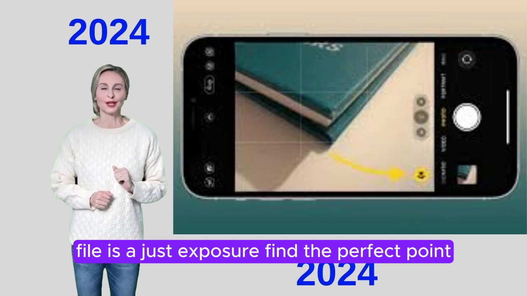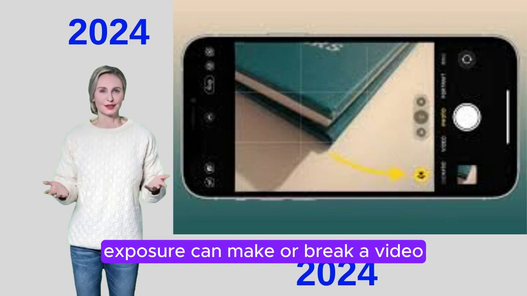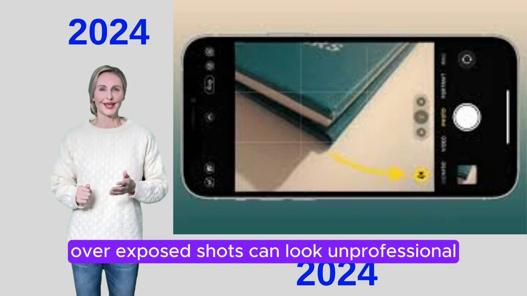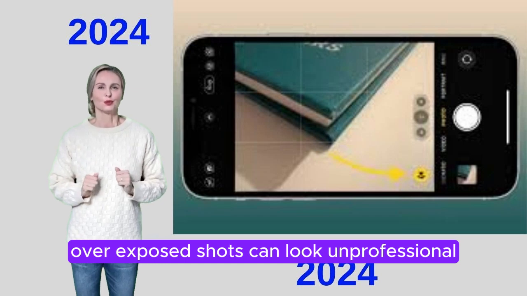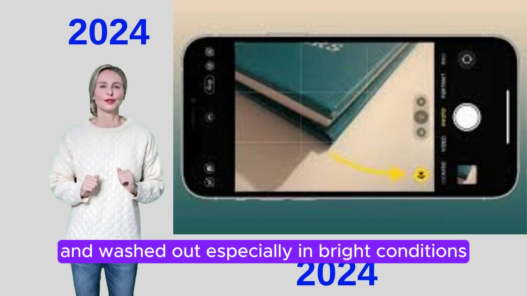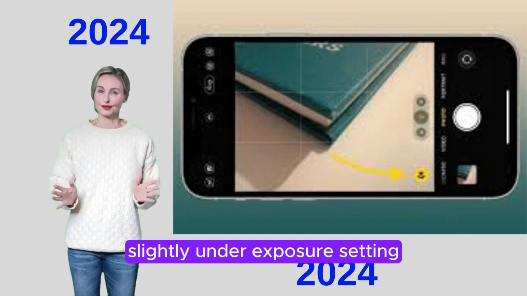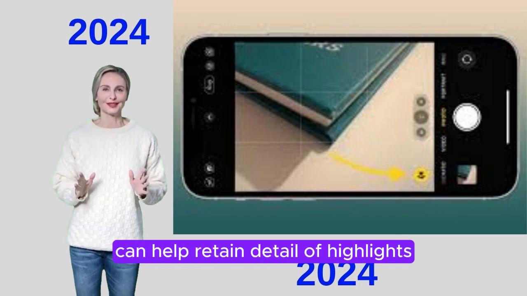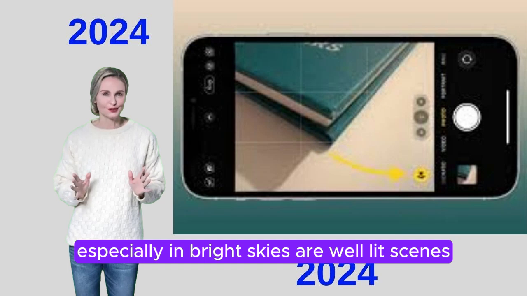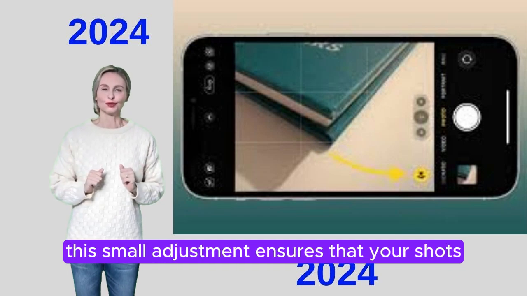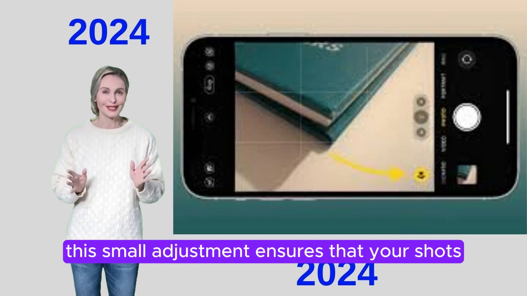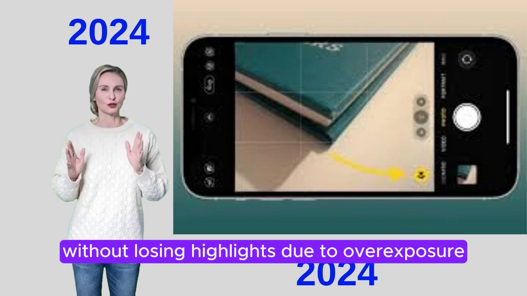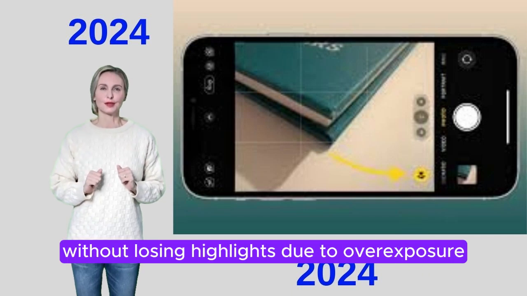Adjust exposure. Find the perfect point. Exposure can make or break a video. Overexposed shots can look unprofessional and washed out, especially in bright conditions. Slight underexposure. Setting exposure to -0.7 can help retain detail of highlights, especially in bright skies or well-lit scenes. This small adjustment ensures that your shots capture the full range of detail without losing highlights due to overexposure.